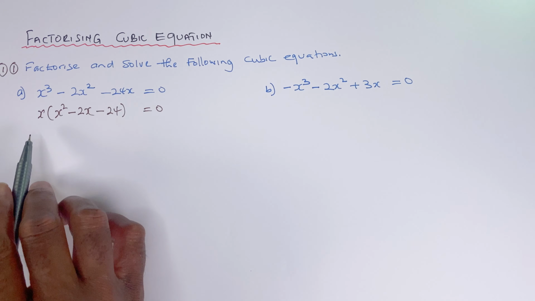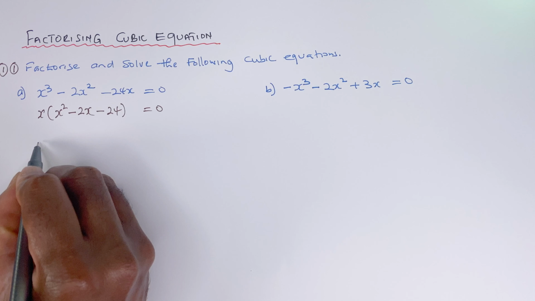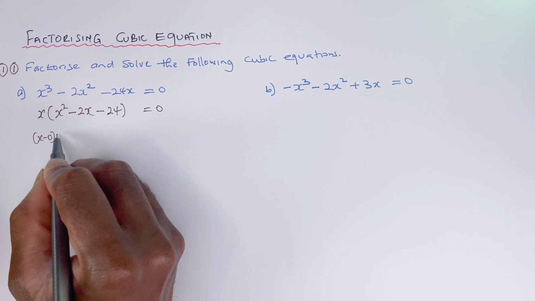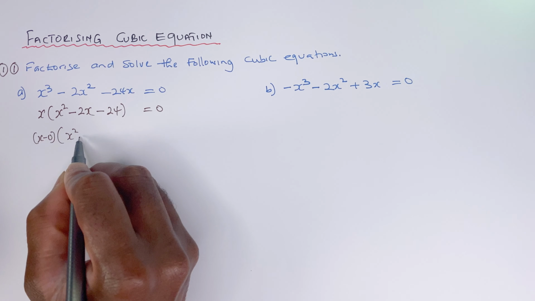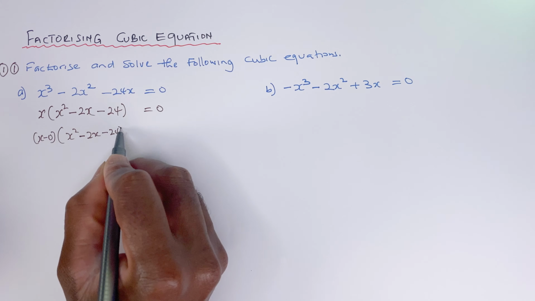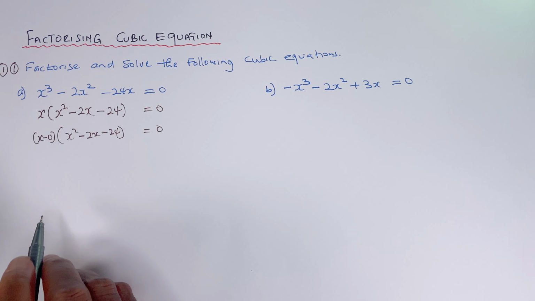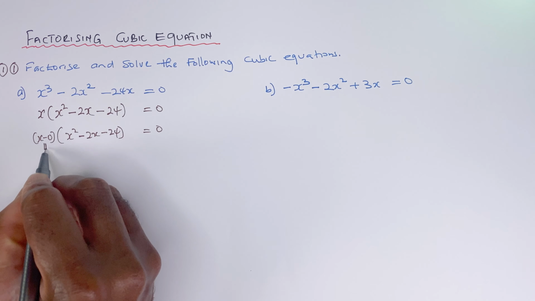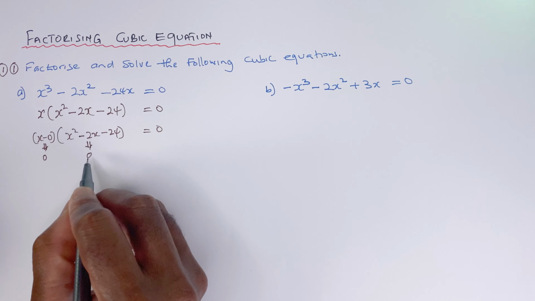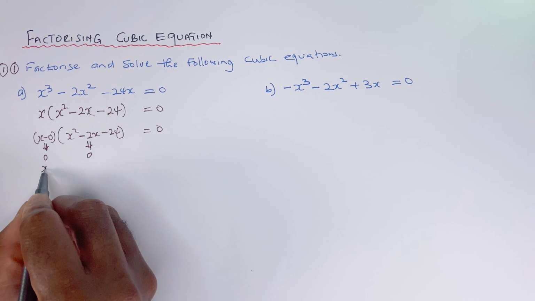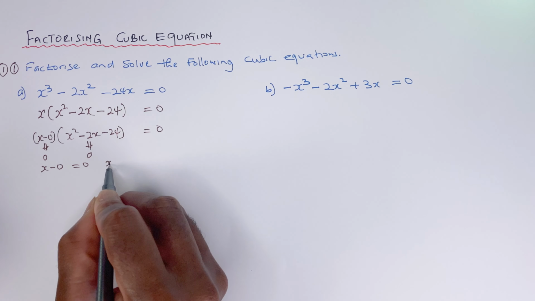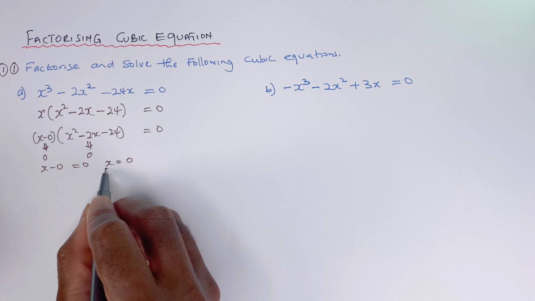Don't forget, that x actually implies x minus 0 or x plus 0. So I have to set that to 0, and I need to set the quadratic, x squared minus 2x minus 24, to 0 as well. So x minus 0 equal to 0, therefore x equals 0. That's one solution.